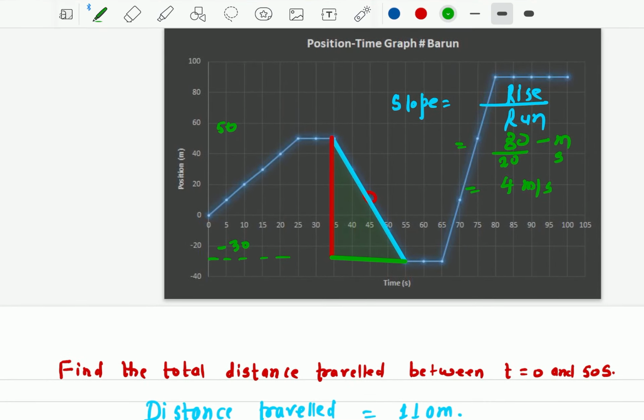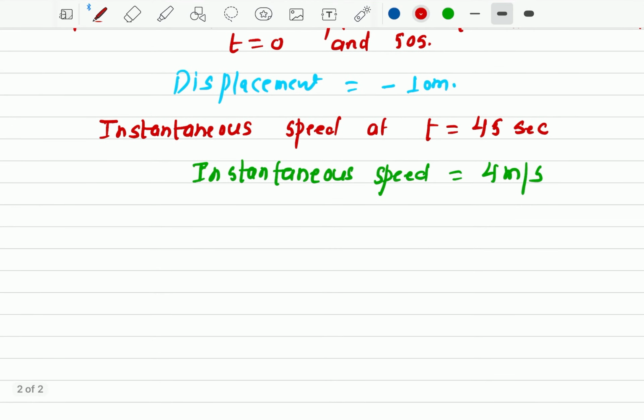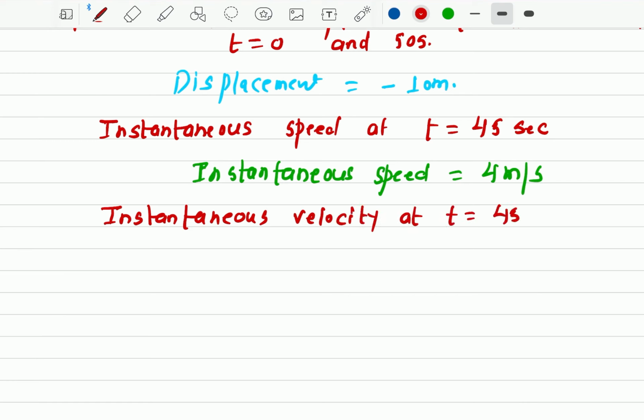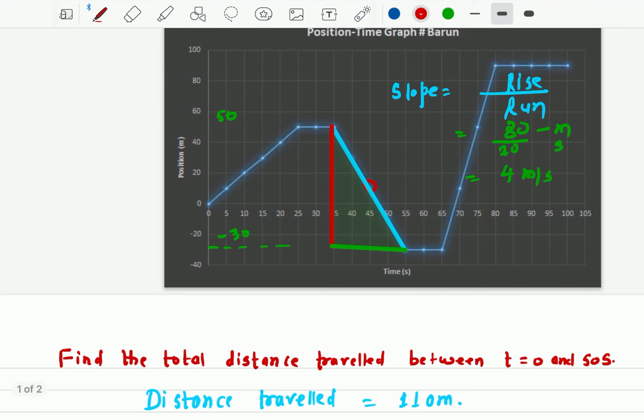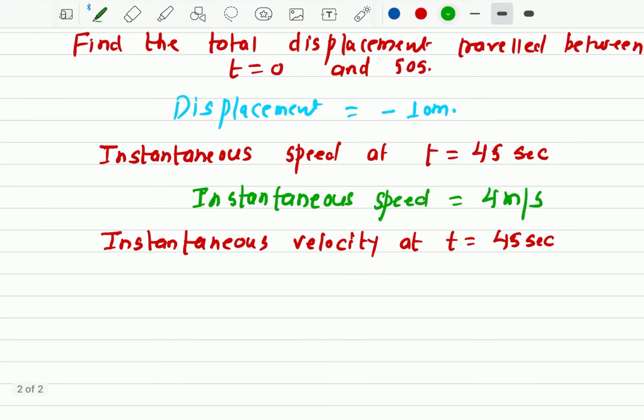Okay, so now let's calculate the instantaneous velocity. Here, the velocity at the same time, 45 seconds. The instantaneous velocity at that point would be exactly the same, simply equal to negative 4 meters per second.